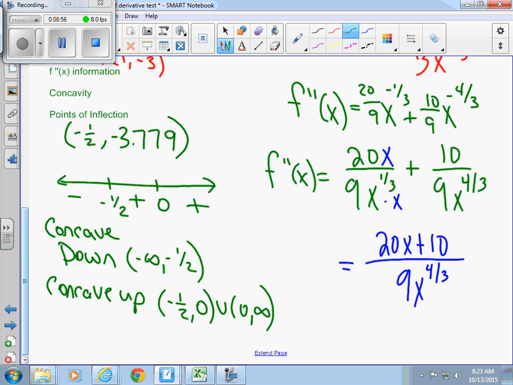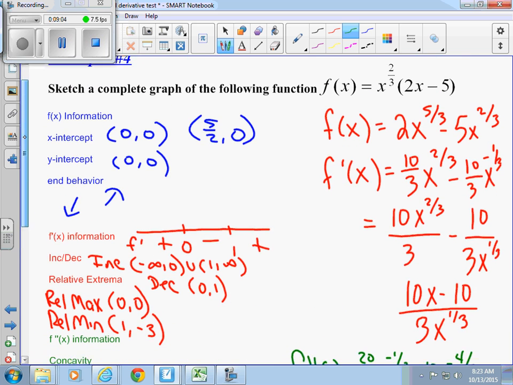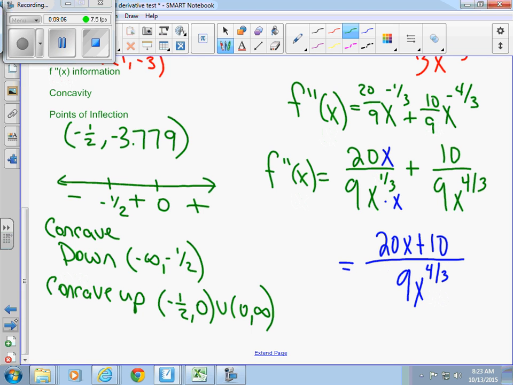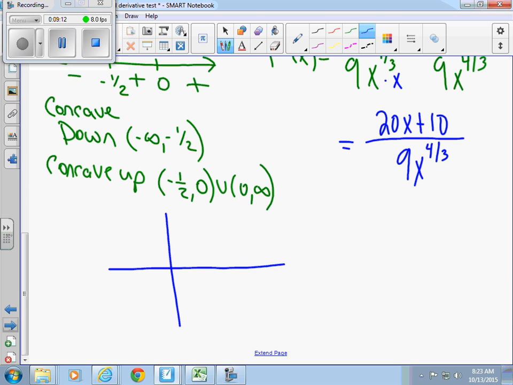Decimal value. Now I'm going to graph all of this information. I'm going to plot everything I have. So in fact, if you read the question, it says sketch a complete graph of this function. So we're going to sketch everything we know. From the original, we know the x-intercept is 0 and it's 5 root 2.